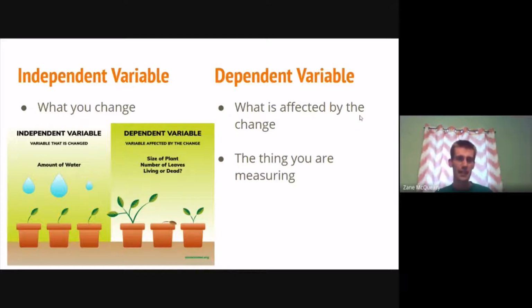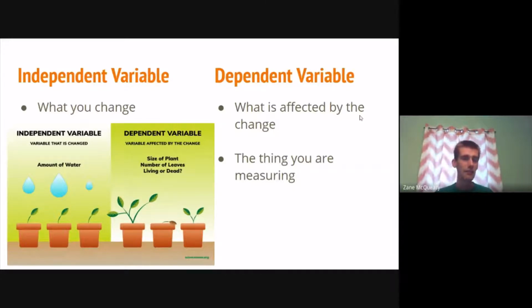Okay? A dependent variable is what is affected by that change, and it's the thing that we're actually measuring. So when you write things down in your data table, it's usually the dependent variable that you're writing there. The dependent variable in this case could mean how big the plant got.